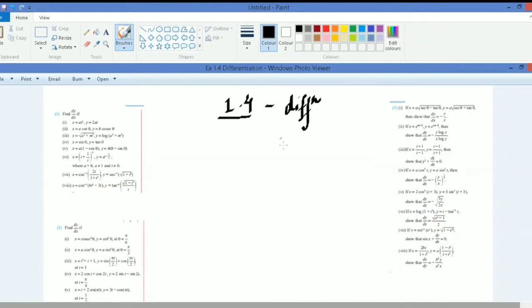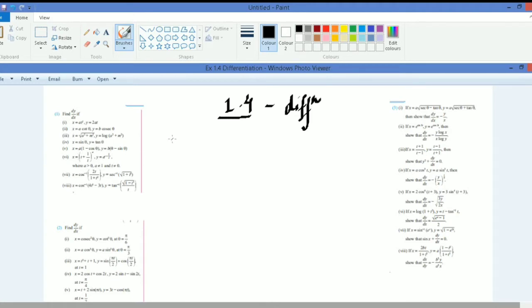About exercise 1.4 on differentiation. This is called the parametric form. There are four major questions, and we'll try to do one or two questions from each type. Let's start with the first type.